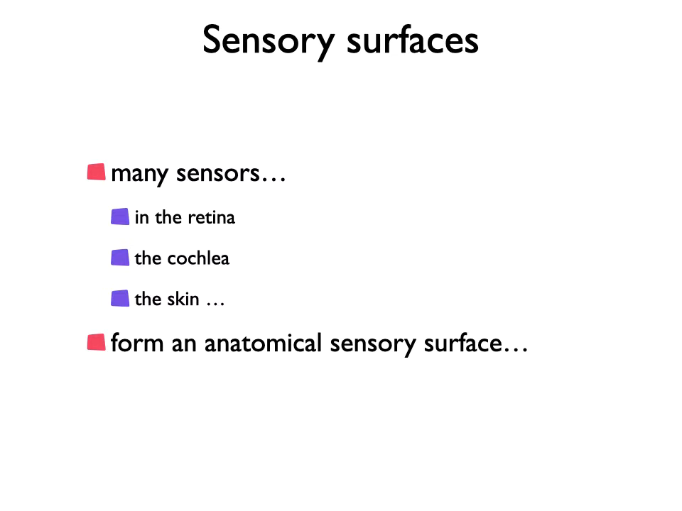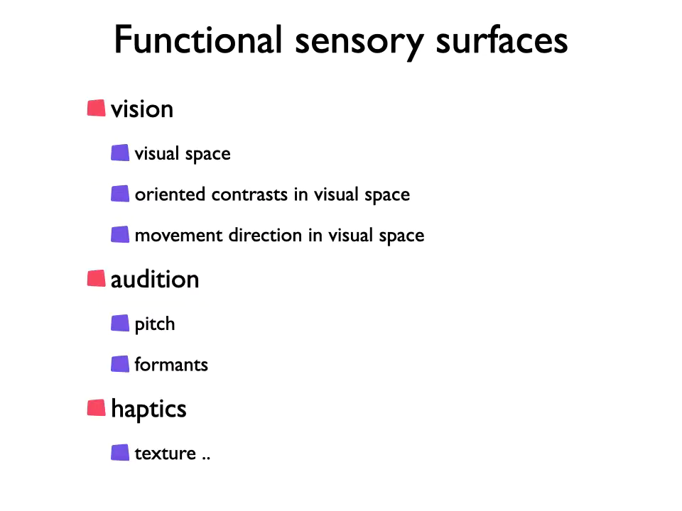For instance, in the retina, you have a lot of photoreceptors. The cochlea, you have a lot of these hair cells, and along the skin and proprioceptors, you have a lot of these sensors distributed. But we could also talk about functional sensory surfaces. So those would describe information about the underlying stimulus that is obtained from the sensory surfaces.